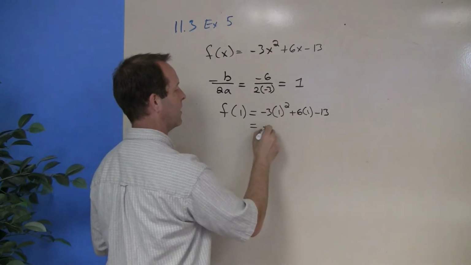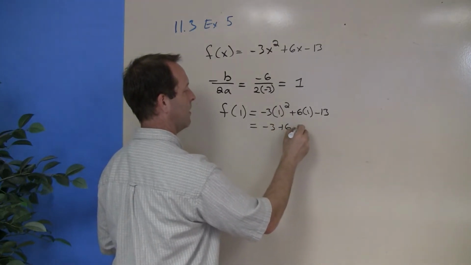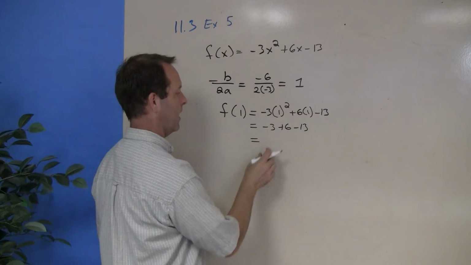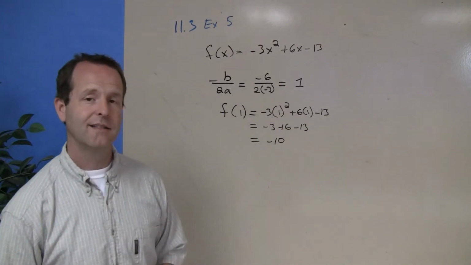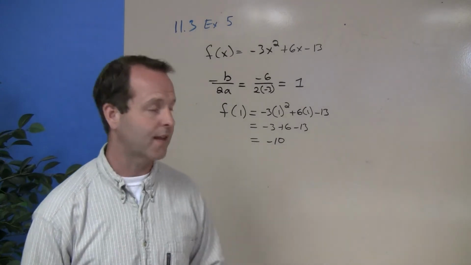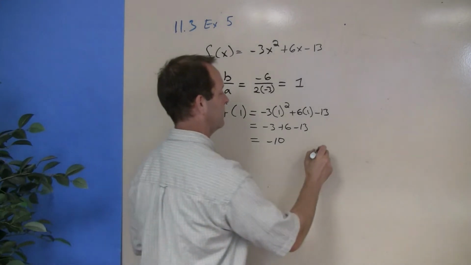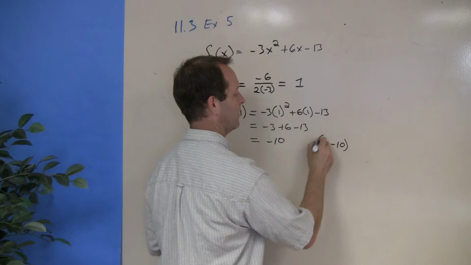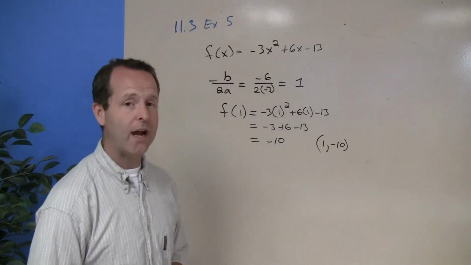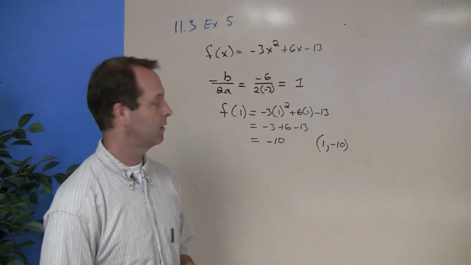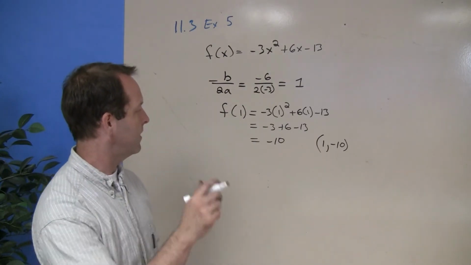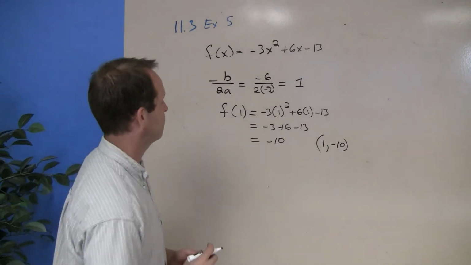gives me -3 times 1 squared, plus 6, minus 13, which gives me -10. So the vertex of this particular quadratic is at the point (1, -10). So my maximum value I will see is at over 1, down 10, at -10.